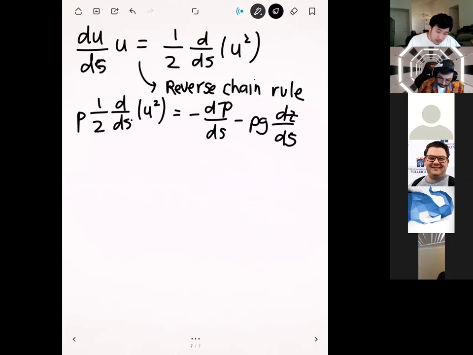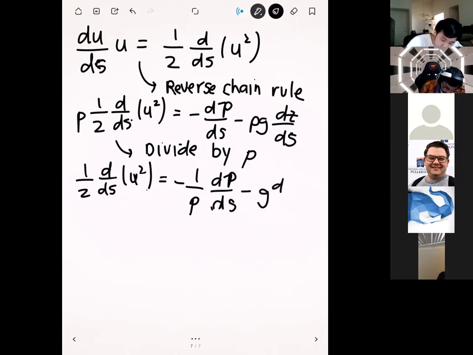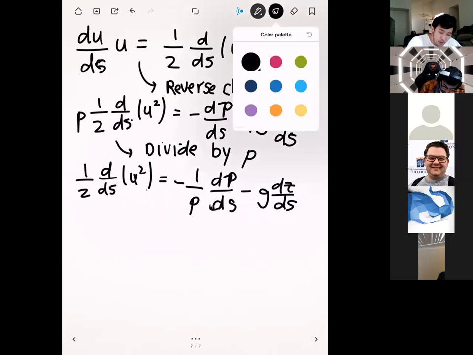And so now that we have it in this form, let's divide by density. The only reason we're doing this is because it gets the Bernoulli equation into the form that it's typically in. And so if we divide by density, we have 1/2 d ds u squared is equal to minus 1 over rho dp with the ponytail ds minus g dz ds. Okay. And so now that we have it in this form, we're ready to integrate.